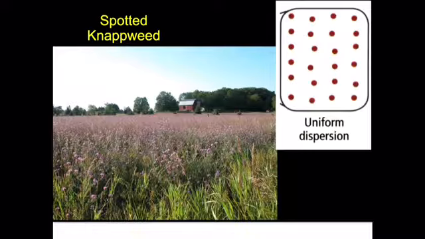In this case, they were competing for light. The last example, they were competing for nest space. Here, the plant's competing for light. So both of those examples are really good ones for uniform dispersion.